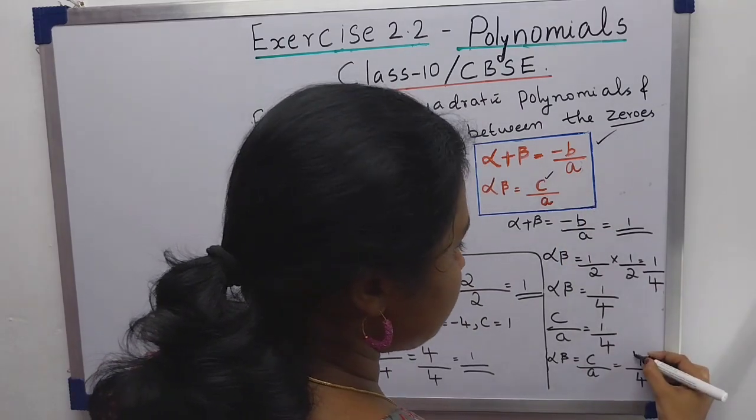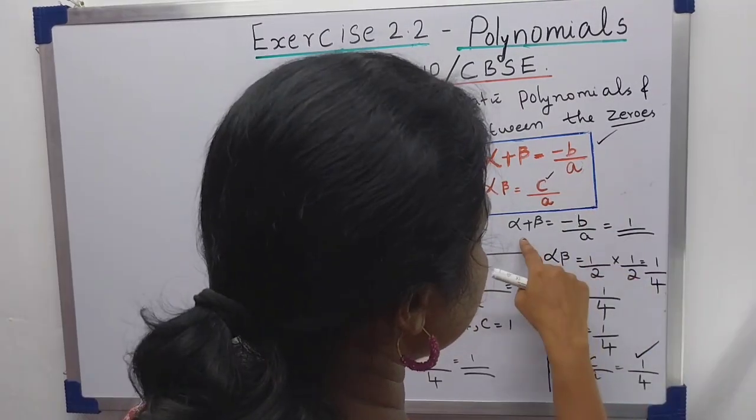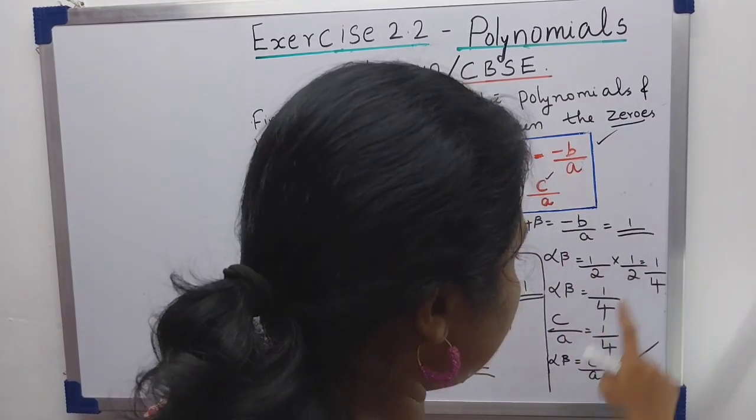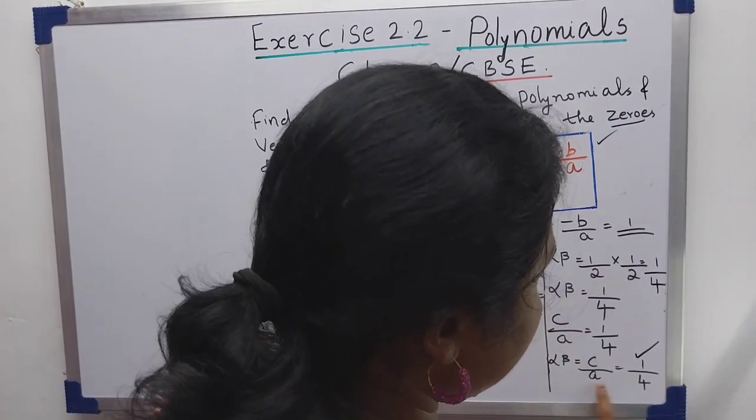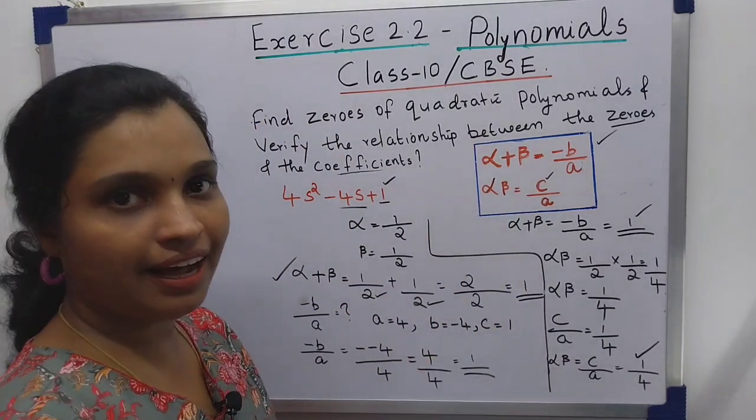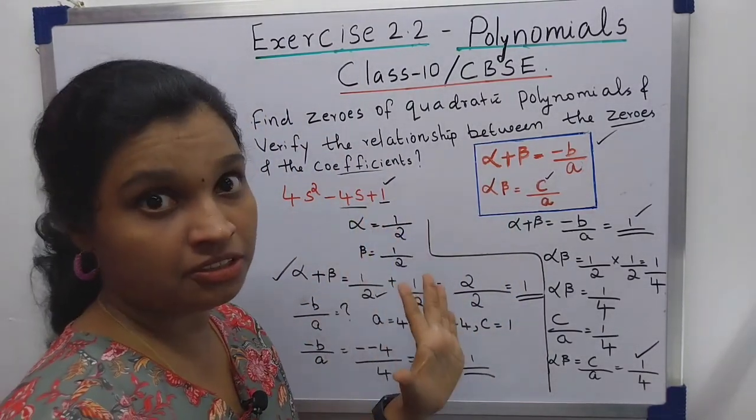So this condition is also satisfied. Alpha plus beta is equal to minus b by a, equal to 1. Alpha beta is equal to c by a, equal to 1 by 4. So the condition is satisfied. Understand? It is a very important question. Okay.